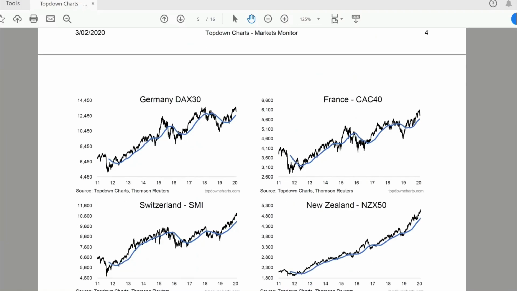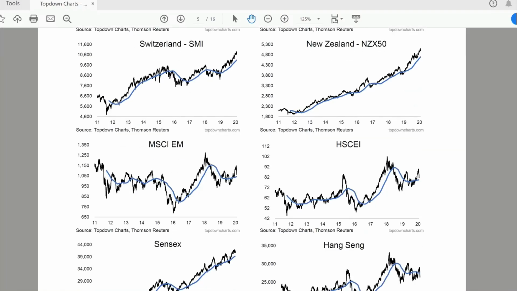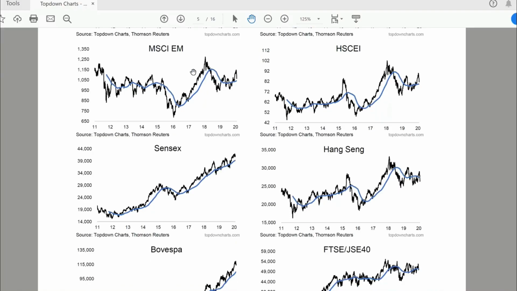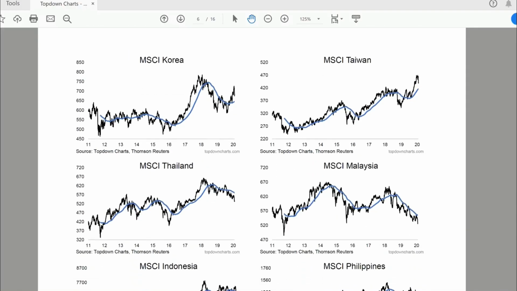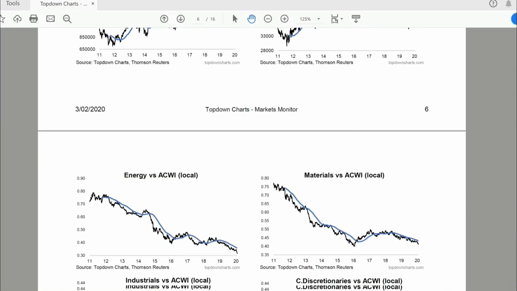of the major DMs, so Germany, France, Switzerland, New Zealand, because I have New Zealand clients. Emerging markets then, and so the MSCI EM, Hong Kong, India, Brazil, South Africa, Korea, Taiwan, Thailand, and all the rest of them you can see.